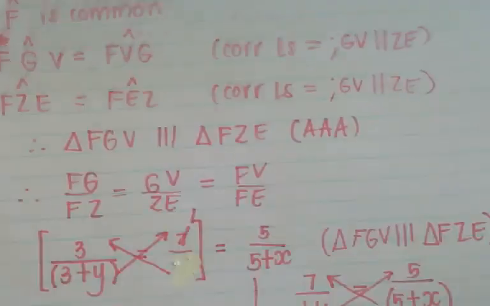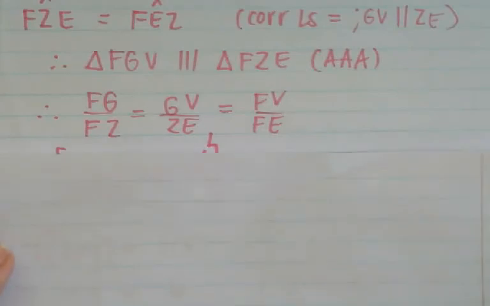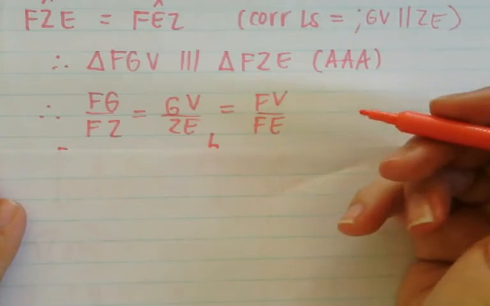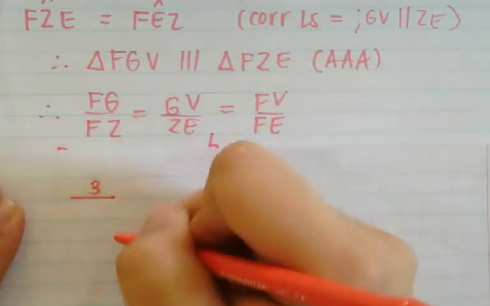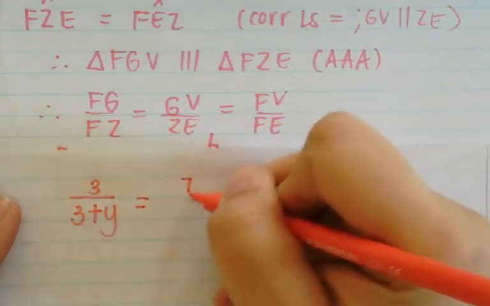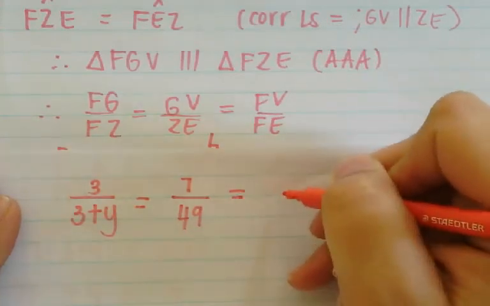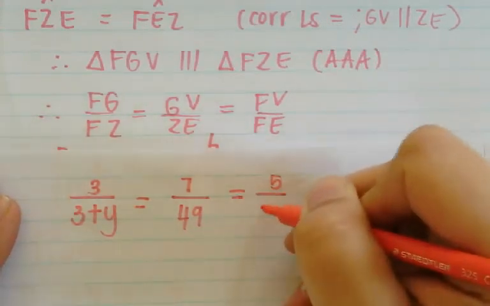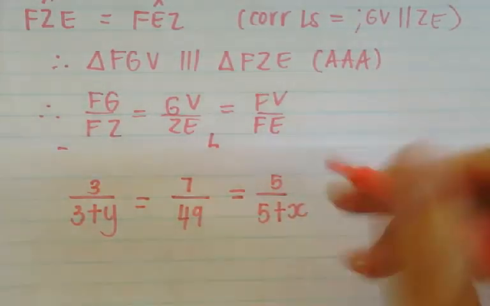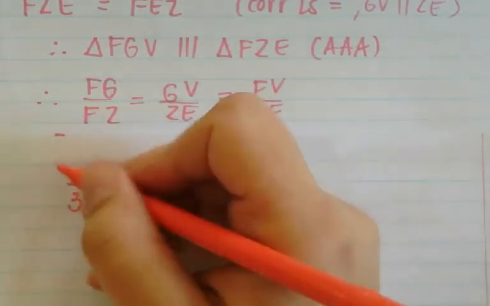Okay, let me just redo it from that point. So we have FG, which is definitely 3. FZ is definitely 3 plus y. GV is 7. ZE is 49. FV is 5. And FE is definitely 5 plus x. Okay, now I'm going to use my first two first.